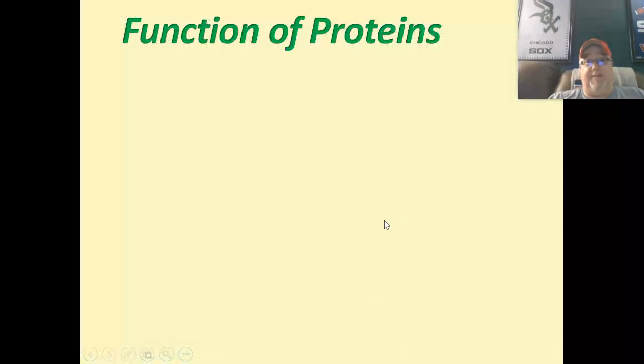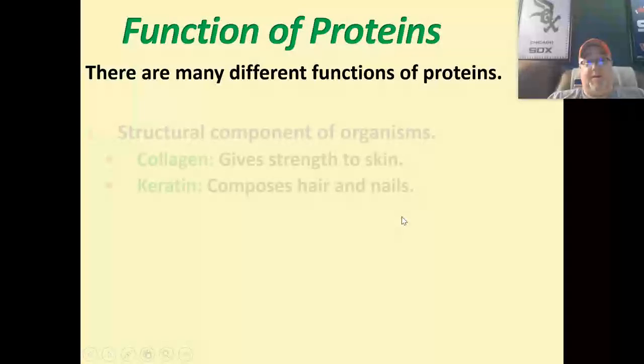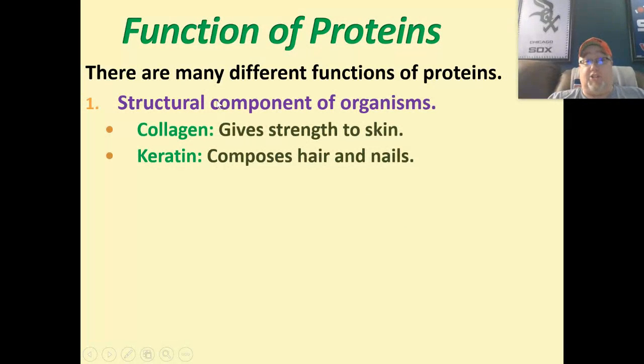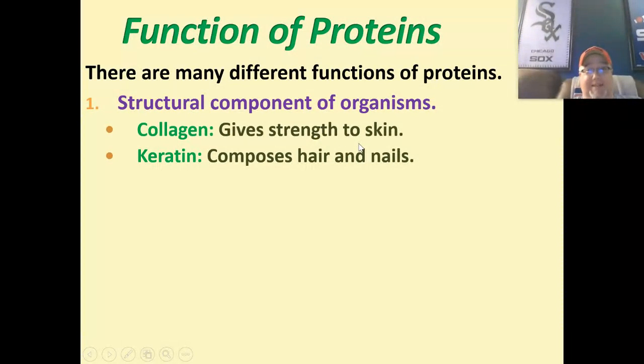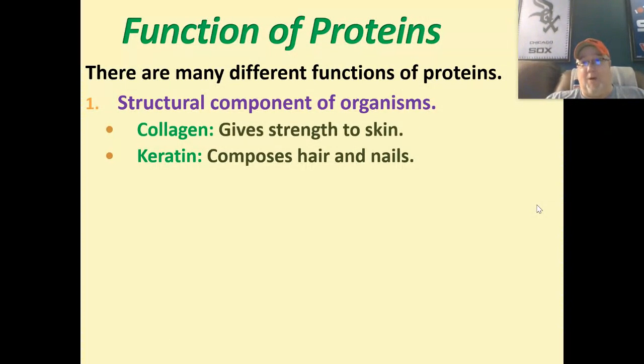Now, proteins play different roles in living things. One of the roles they play is something called a structural component. For example, one type of protein is called collagen. It gives strength to your skin, so you can pinch your cheek or stretch your skin out. The older you get, the more that protein tends to break down. So older people's skin is a little bit more leathery, not quite as smooth and stretchy as a younger person's would be.